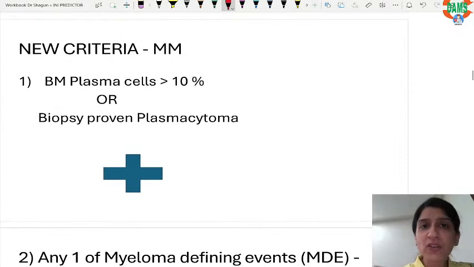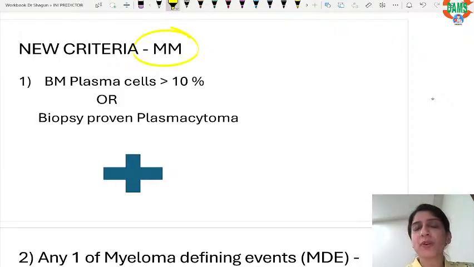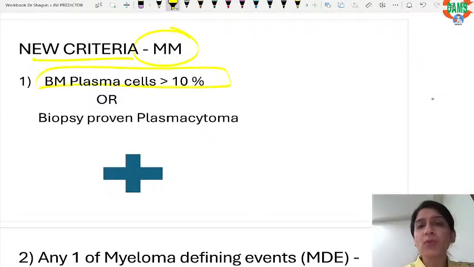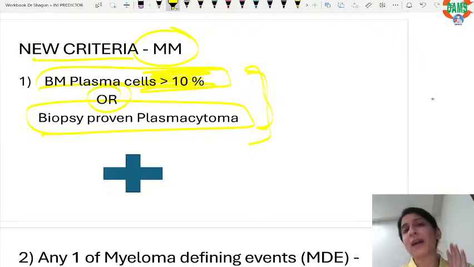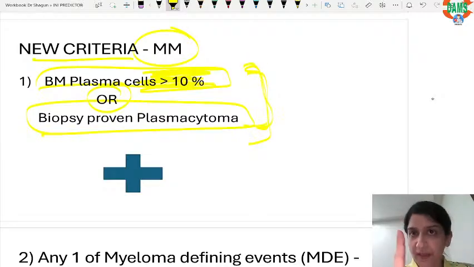Now, if I talk about multiple myeloma, a repeatedly asked question is: what is the new criteria of multiple myeloma? Number one, if I do the bone marrow examination, my plasma cells should be more than 10%, or on biopsy, I will prove that there is a plasma cell tumor, that is, biopsy proven plasmacytoma. Amongst these two, if I see anyone, good to go for me. Either bone marrow plasma cells more than 10% or biopsy proven plasma cell tumor. Now, amongst these two, one thing has to be there.